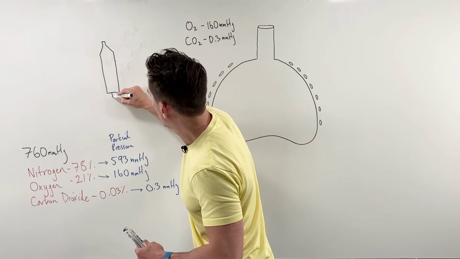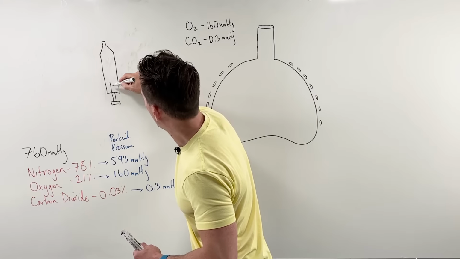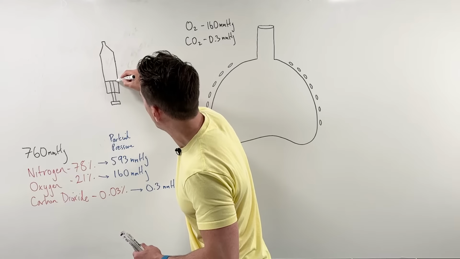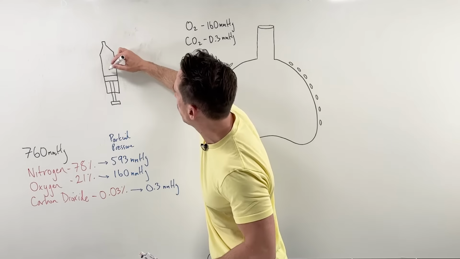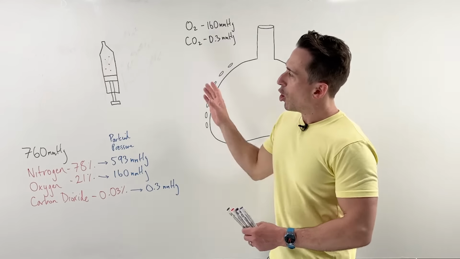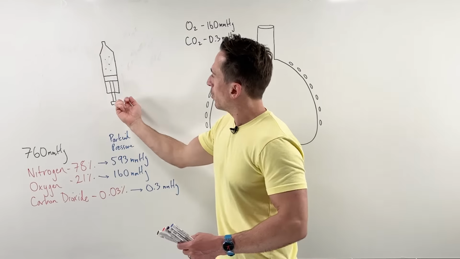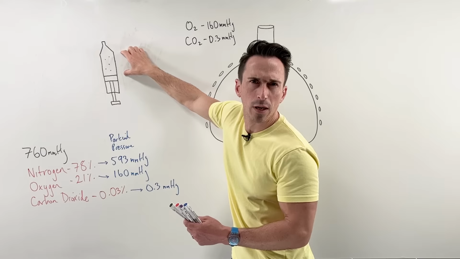There we go. There's our syringe. There's the plunger. And let's just say we've plunged it about halfway right now. And we're going to have, let's just say, 1, 2, 3, 4, 5 gas molecules inside of that syringe. What happens if I were to pull down on that syringe and increase the volume inside?